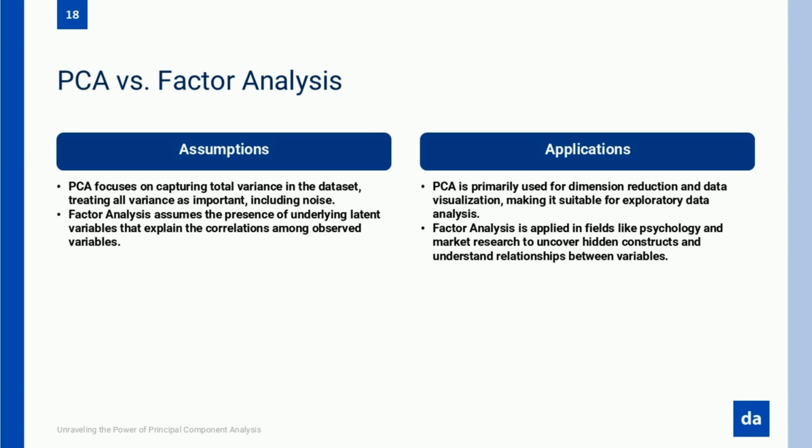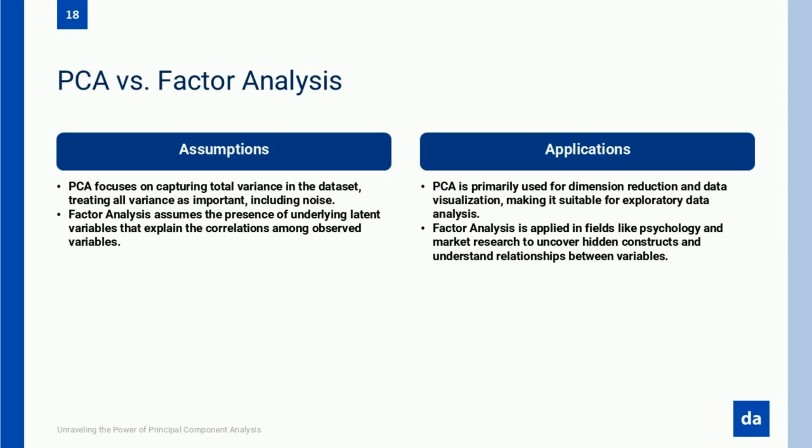This distinction makes factor analysis particularly valuable in fields where researchers are trying to uncover hidden constructs that can't be directly measured. In psychological research, factor analysis helps identify latent traits like openness or conscientiousness by examining how observable behaviors correlate. Market researchers similarly use it to understand underlying consumer preferences by grouping related product attributes into meaningful categories.